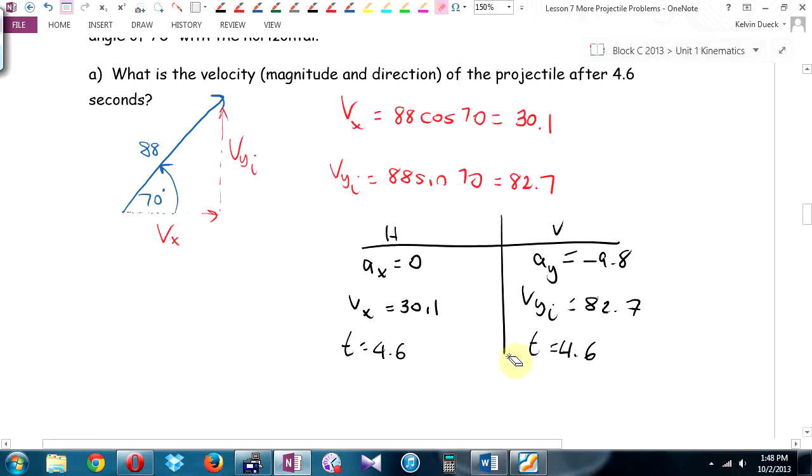So I can go... So Elijah, is there an equation that has A, V initial, T, and V final in it? You mean it's got the VF by itself already? Oh, we're on a roll here.